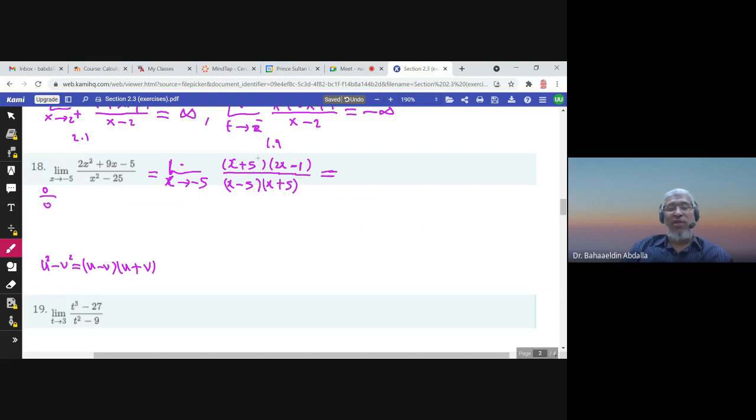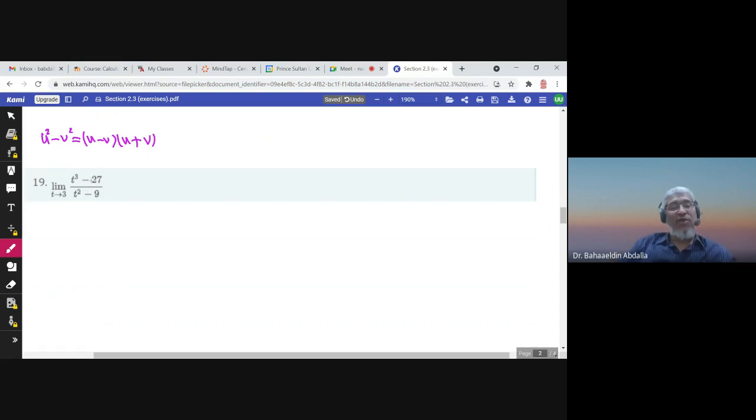x plus 5 will cancel with x plus 5, and we can replace x by negative 5 now. 2 times minus 5 is negative 10, minus 1, that's negative 11. And minus 5 times minus 5 minus 5 would be negative 10. So the answer is 11 over 10.